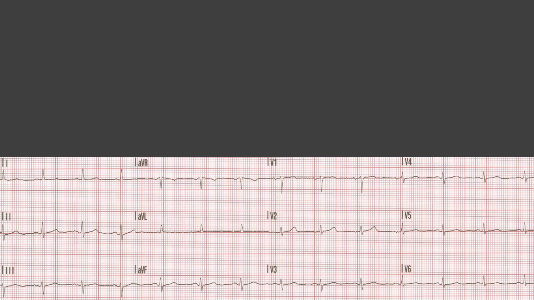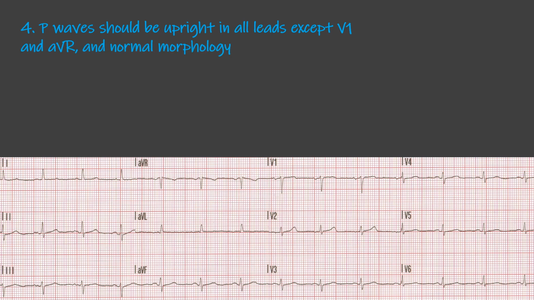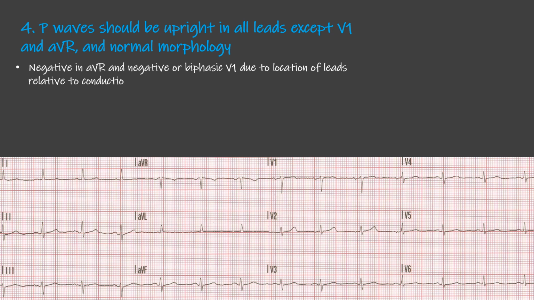So the fourth thing that we're going to be looking for is that the P waves should be upright in all leads except V1 and AVR, and they should have a normal morphology. So the reason that P waves are negative in AVR and either negative or biphasic in V1 is due to the location of those leads relative to the path of depolarization across the atrium.